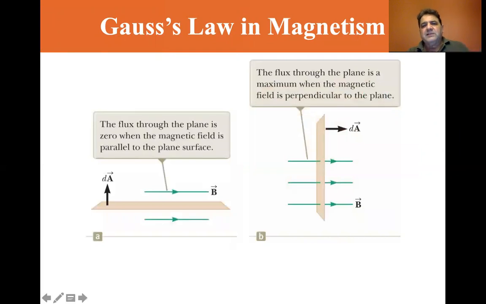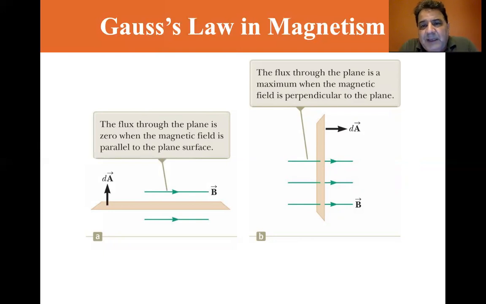Now, if we look at A here, the flux through the plane is 0 when the magnetic field is parallel to the plane surface. So here, dA, remember A is the magnitude of the area, but the direction of vector A is perpendicular to the surface. So B dot A, BA cosine theta, theta here is 90, so the cosine of 90 is equal to 0. So there is no flux through the plane. You can just see the lines are not intersecting the plane at all.